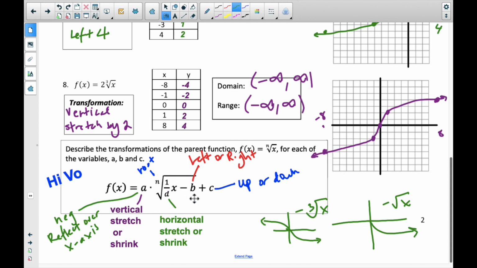If it is inside the square root sign, that moves it left or right. If it is outside the square root sign, that moves it up and down. And just like always, that minus sign tells us it's opposite. So if it's a minus, it's actually going to the right. If it's a plus, it's actually going to the left. All right, that is all you need to know for the transformations. We'll be working a couple more days on graphing, so all of this information is basics you need to know for graphing.